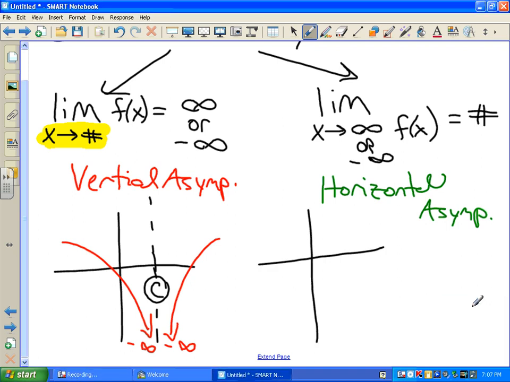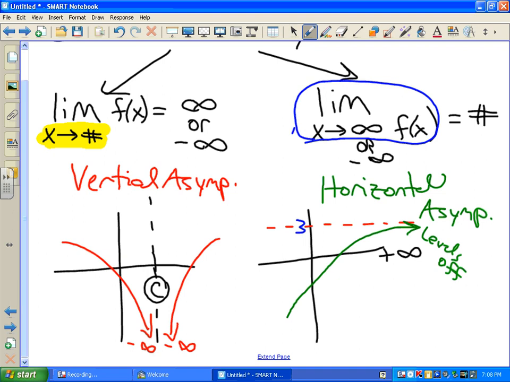So what does that look like? We're getting very, very large x values. And as x gets larger and larger, there's a leveling off of the function. Whatever height it levels off to, let's say this is 3, would be the answer for the limit. So in this problem, the limit as x approaches positive infinity of the function that I've drawn below would have an answer of 3.